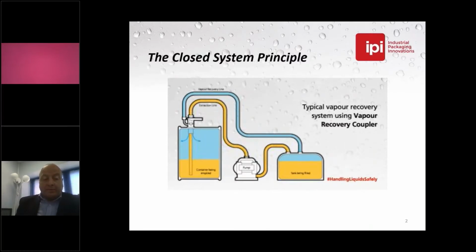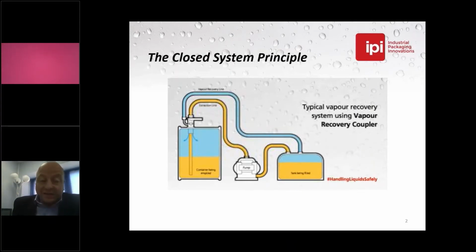A pump takes the liquid from one side to the other via a pipe. There is a closed system connection from the container on the left-hand side being emptied to the tank being filled on the right-hand side. You have the option of a vapor recovery line, and all this means is that as the tank is being filled, the vapors inside leave and go back and are recovered into the container being emptied. So this is a full closed system with a vapor recovery line.